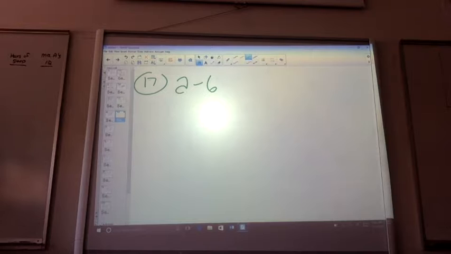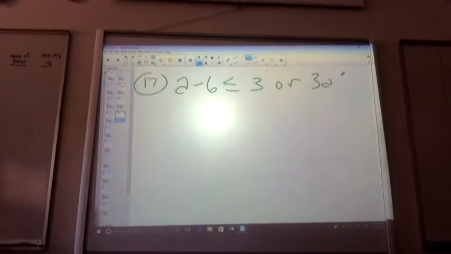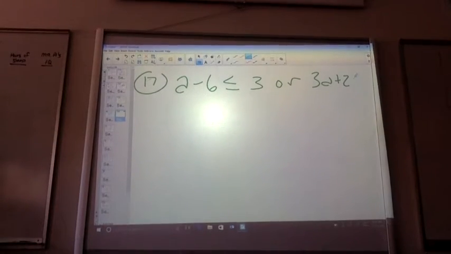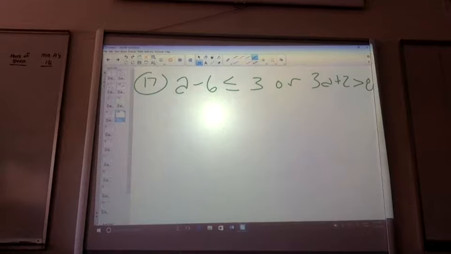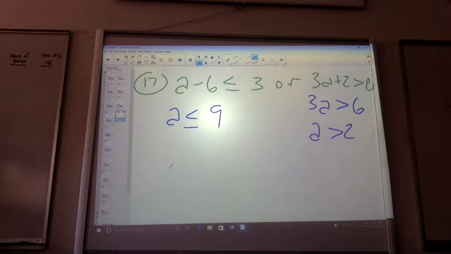A minus 6 is less than or equal to 3, or 3a plus 2 is greater than 8. So add 6 to both sides on this one. That gives us 9. Subtract 2. That gives me 6. Divide by 3. That gives me 2. This is an OR problem, so it should be shading away.